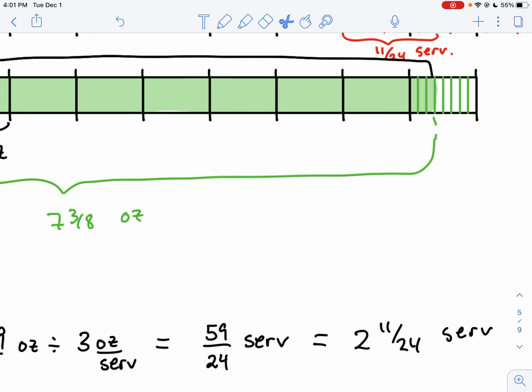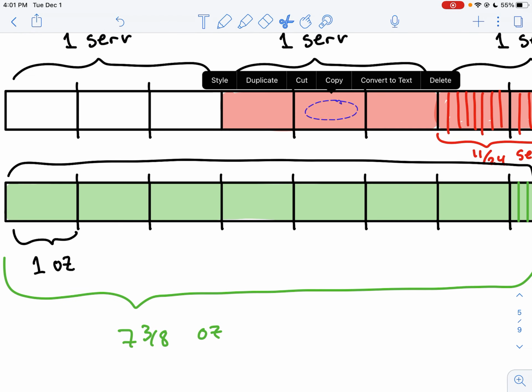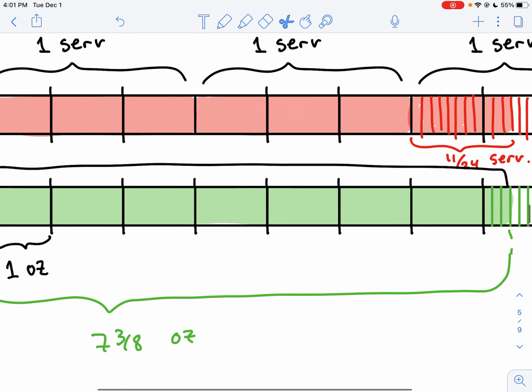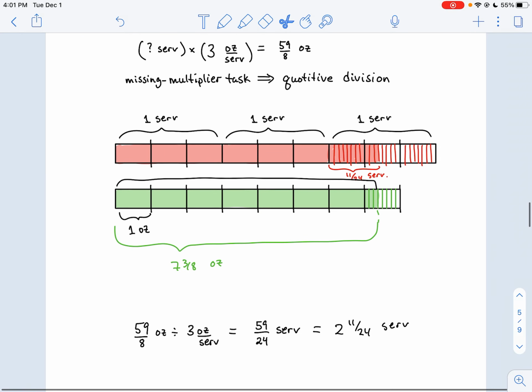Oops, I did not want to erase that. Oops, I'm making all sorts of mistakes here. Let me just copy that. Struggling. Please work. Copy. Paste. Thank you.